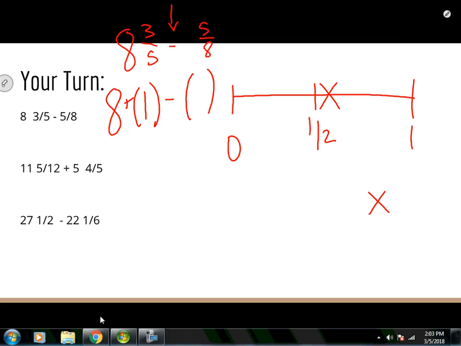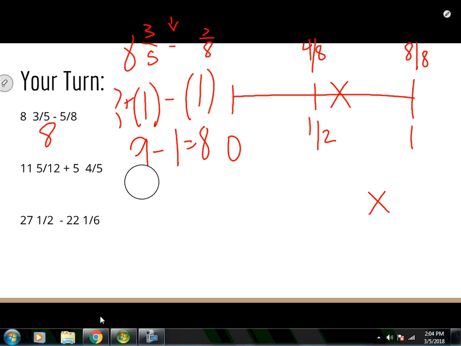Minus 5/8. 8 out of 8 would be equal to a whole, and then 4 out of 8 would be equal to half, and then we've got 5/8. Move it over there just a little bit. Again, that's greater than half, so we would round that up to 1. So then we would say 8 plus 1 is 9, minus 1 would give me 8.